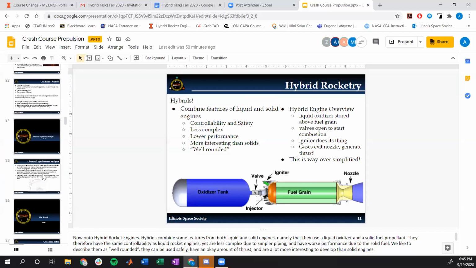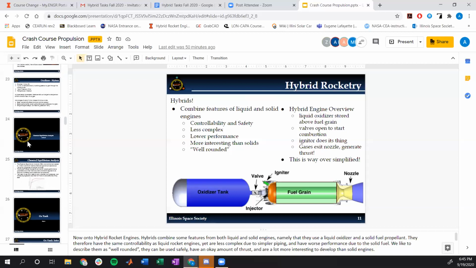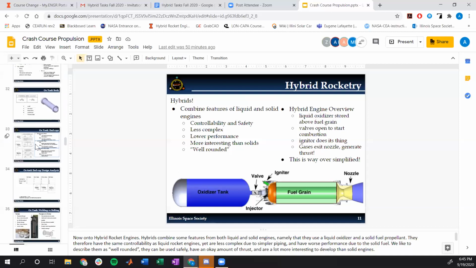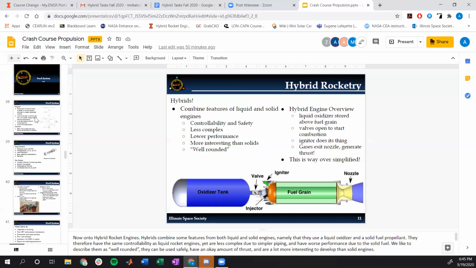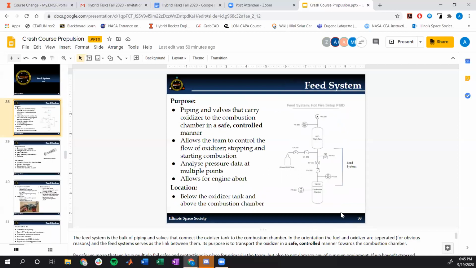Okay, so Liam, you're asking about how it moves the injector, goes to the fuel grain. Yeah, so Liam, you're exactly correct there. So I'm going to pull up, we're going to actually talk about what this means later, but this is what's called a P&ID, which stands for Piping and Instrumentation Diagram.